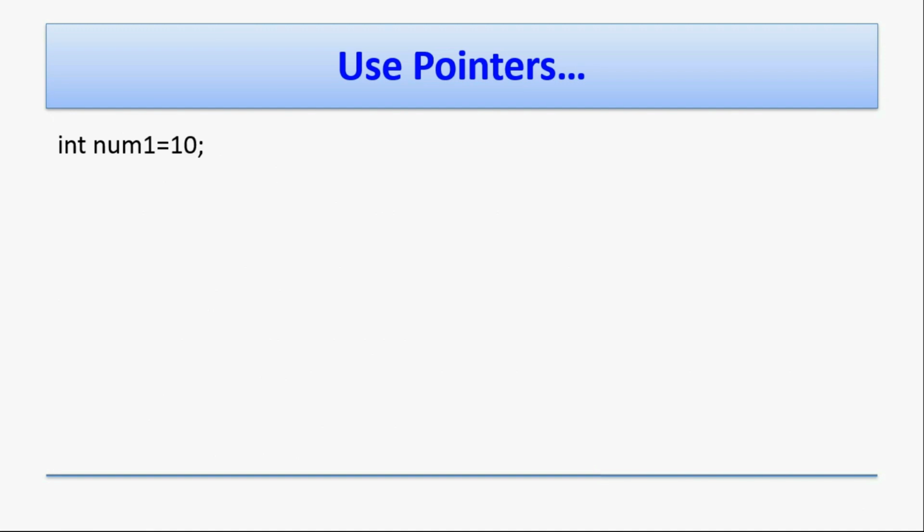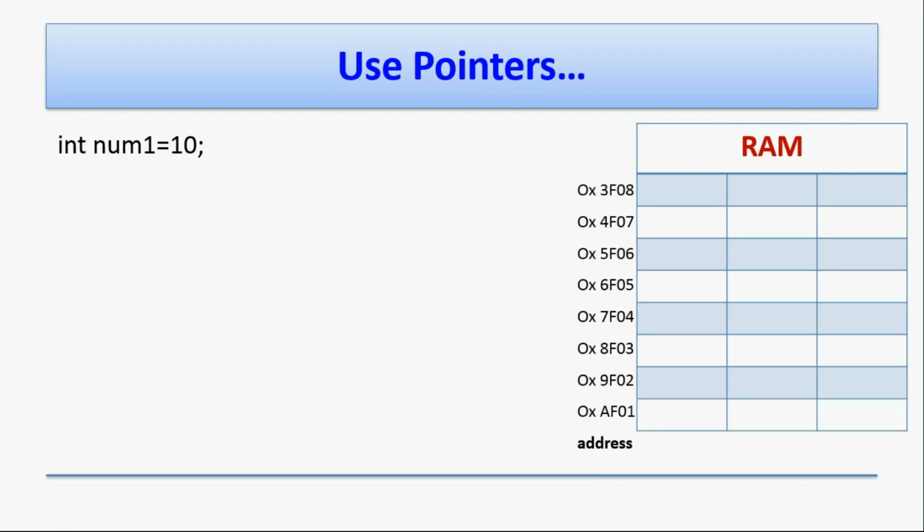So I'll create a variable called num1 of the type integer, and at the same time I assign the value 10 to the variable num1, right? So this is how we declare an integer variable and assign a value. So actually what will happen inside the main memory, that is the RAM, is that a memory space will be allocated, labeled by num1, and then the value 10 will be stored in that allocated memory space like this, right?